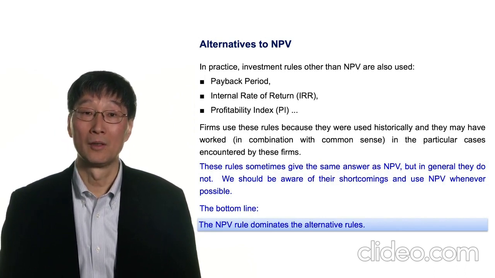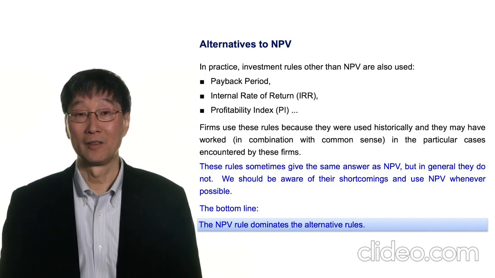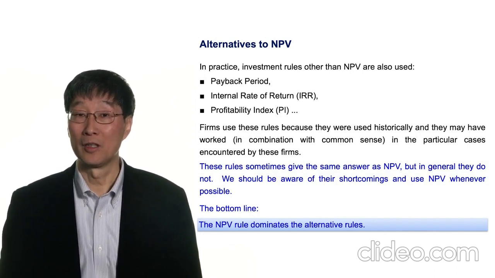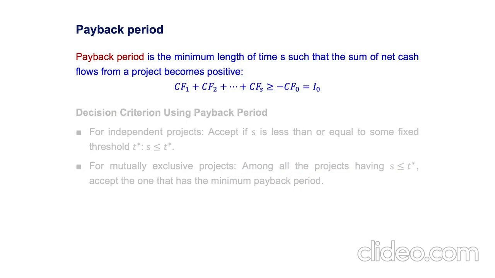Therefore, it is important to note that the NPV rule dominates these alternatives. Nonetheless, given their presence in practice, we will discuss some of these alternative rules, their validity, and limitations. The first rule we consider is based on the so-called payback period of a project.